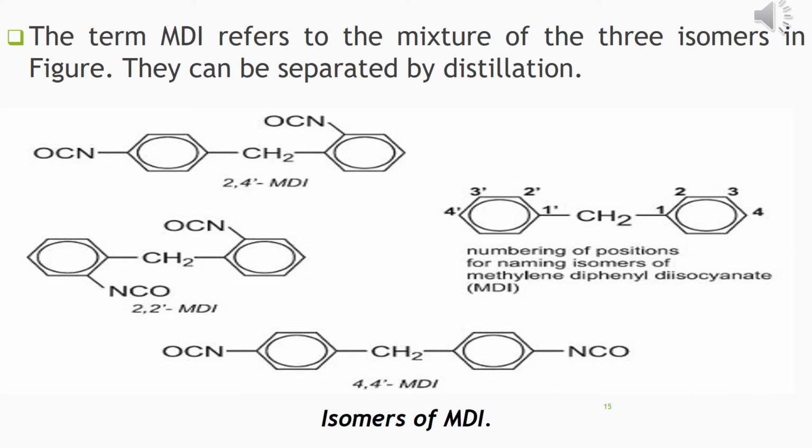As you are looking at the very right hand side, there is a figure in which the numbering is shown. The carbon which is directly linked to the methylene is 1, and the very next is 2, then 3, and then 4. Similarly, one phenyl ring is labeled as 1, 2, 3, 4, and the other phenyl ring is labeled as 1 prime, 2 prime, 3 prime, and 4 prime. Now you can recheck the numbering of the isocyanate groups again: 2,4' MDI, 2,2' MDI, and 4,4' MDI.